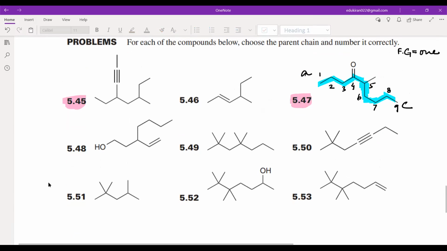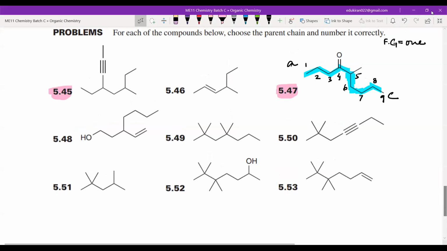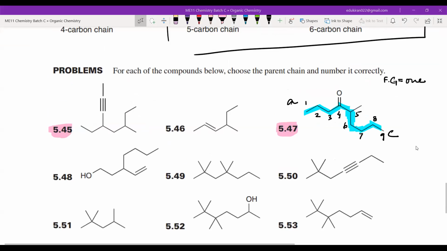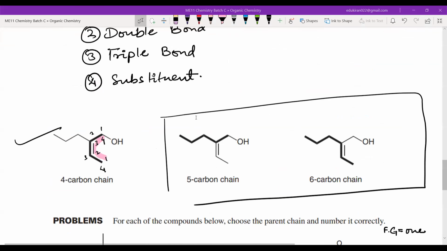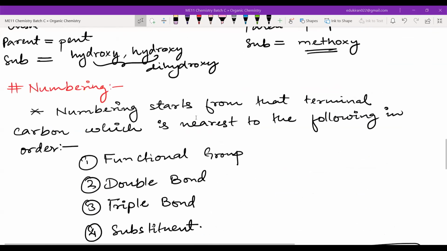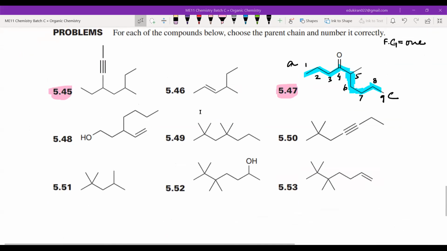For each of the following compounds, choose the parent chain and number it correctly. We have done numbering also, no? We did numbering in the last lecture. Yes, sir. We did half of it. Till here we did. Okay, fine. Yes, we have done numbering. Okay. So let us start with the 5.45.